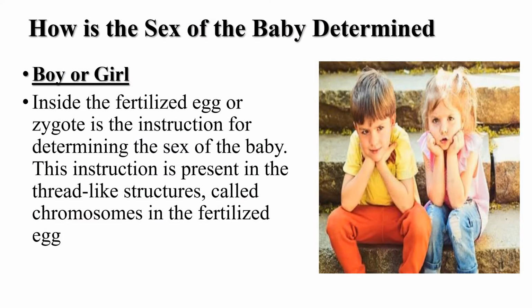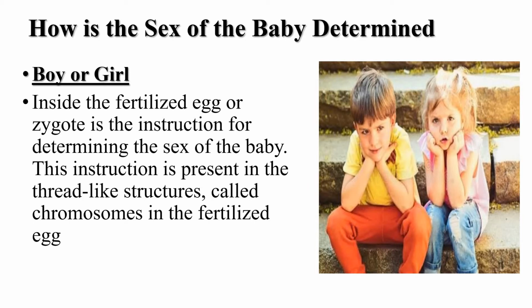Students, we have read in the previous chapter how babies are formed. The male and female gametes fuse to form the zygote, and the zygote develops as an embryo that gradually develops into a baby. And the sex of the baby is determined by the nature of the gametes that fuse to form the zygote. And the zygote contains the chromosomes.